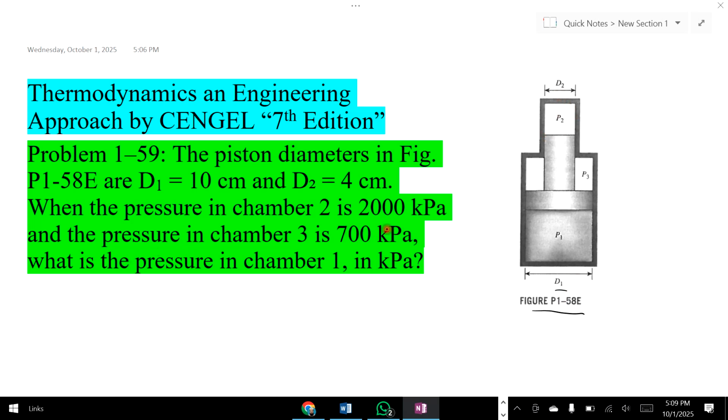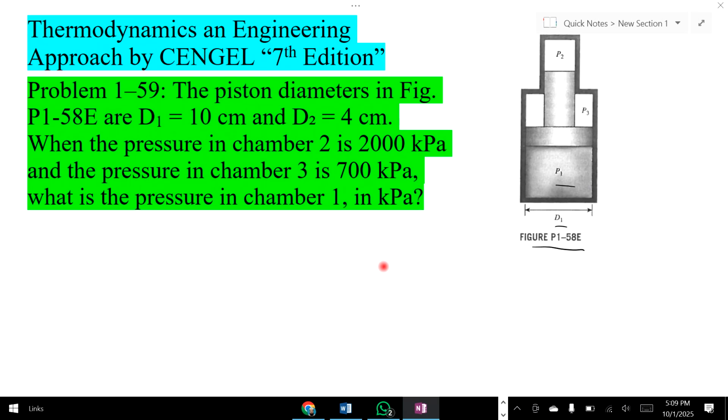When the pressure in chamber 2 is 2000 kilopascal, here pressure P2 is equal to 2000 kilopascal, and in chamber 3 the pressure is 700 kilopascal. What is the pressure in chamber 1? Find the pressure in this chamber. So first I write the given data.